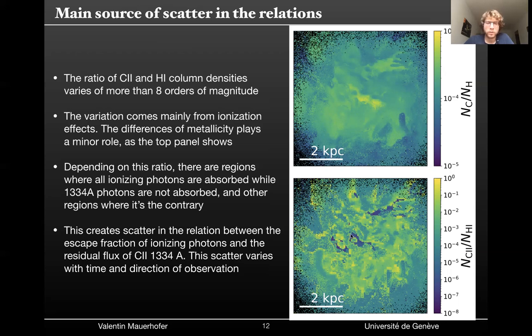So this creates scatter, and depending on the alignment between stars and those regions of gas, you can have points that get scattered, and this varies with time and with the direction of observation. That's the main source of scatter. So that's what I wanted to show.